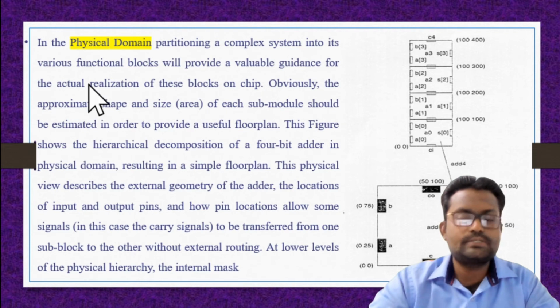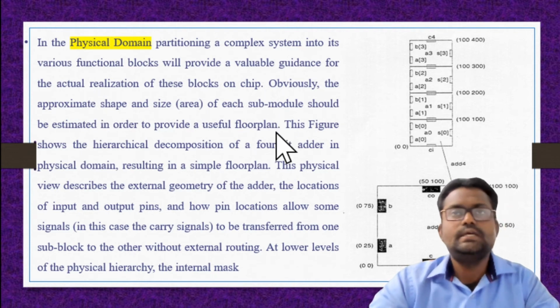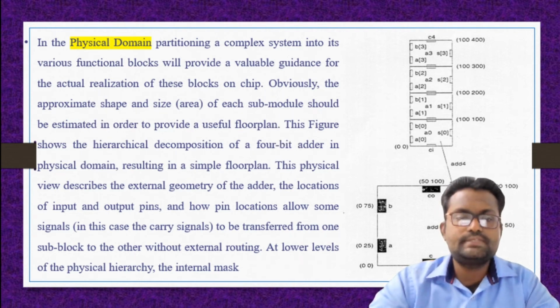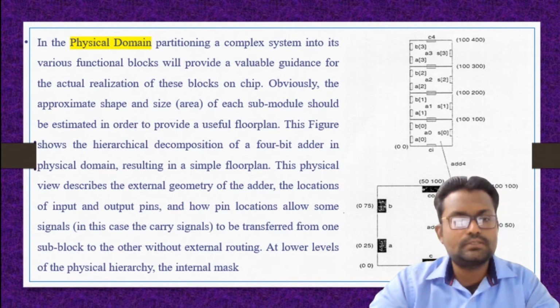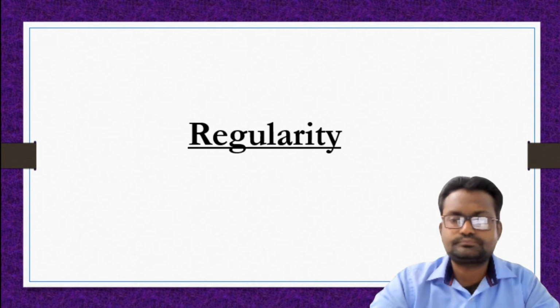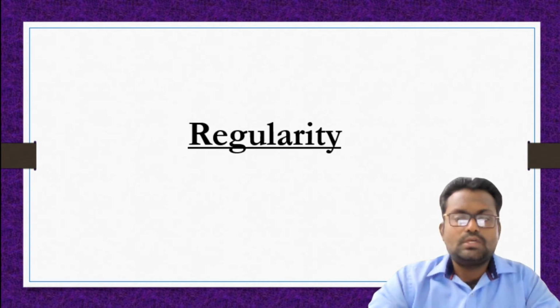This one is the representation of the physical domain, or we can say the hierarchy of the structure in the physical domain. I think from these two domains you can easily understand the hierarchy term. Okay, now the second term is regularity.